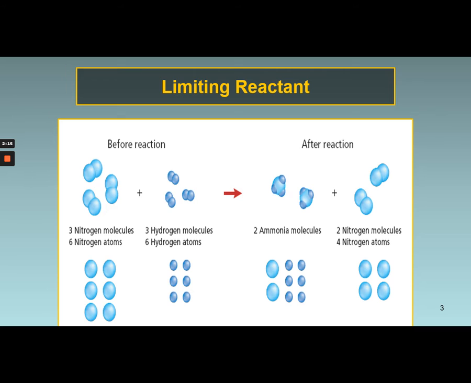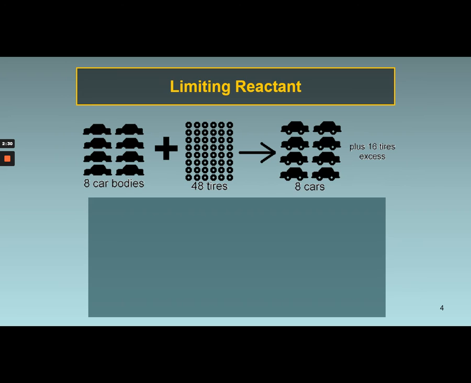All right, so when we write this balanced equation, this would have been 3 nitrogen plus 3 hydrogens makes 2 ammonias. You just don't show the excess, what's called the excess. What if we wanted to make cars? 8 car bodies, 48 tires, and 8 cars. We're going to have 16 tires left over, aren't we?